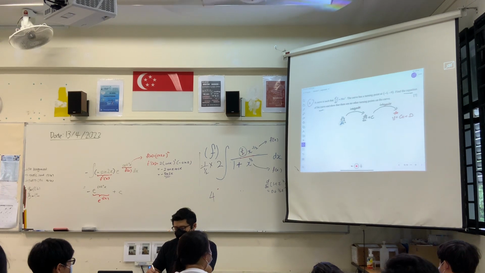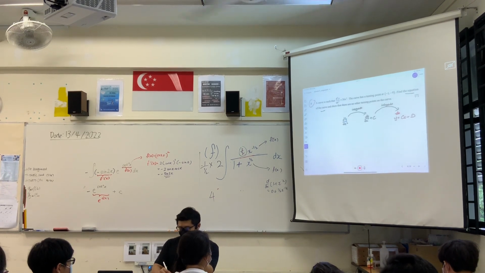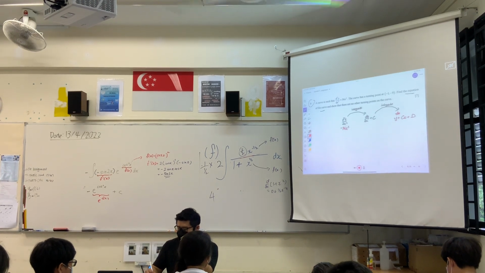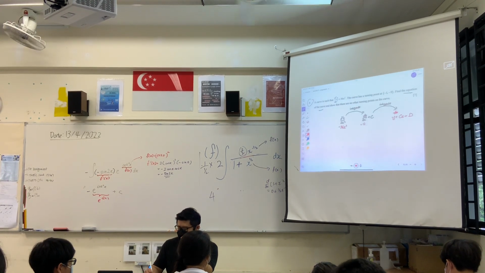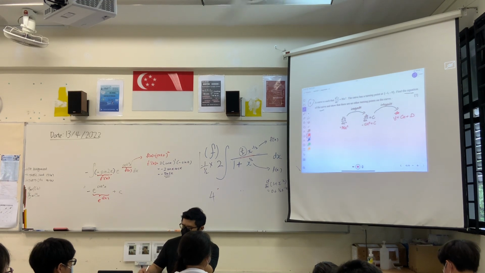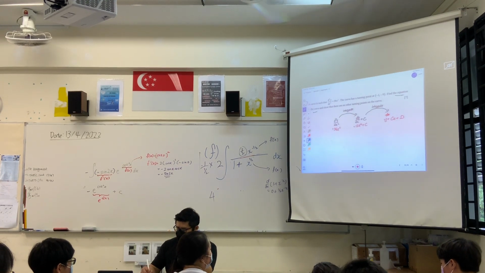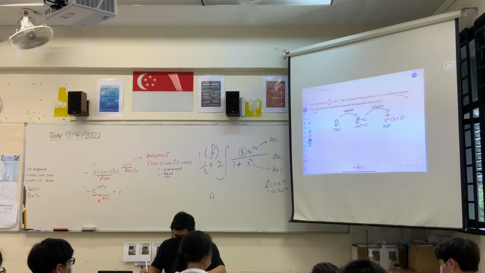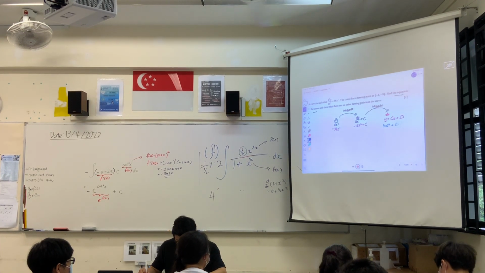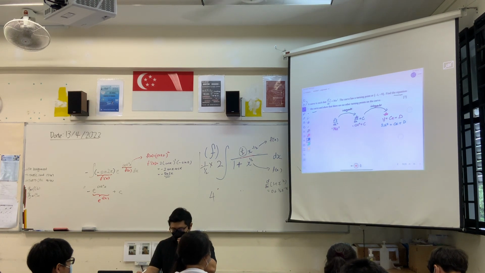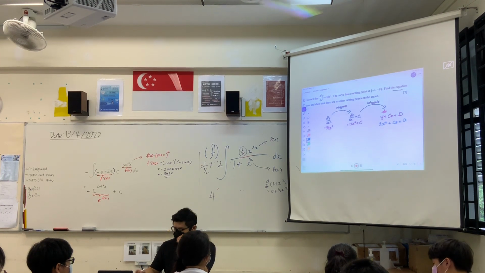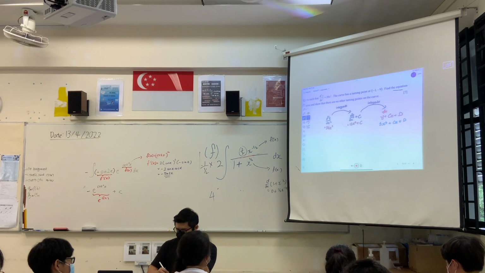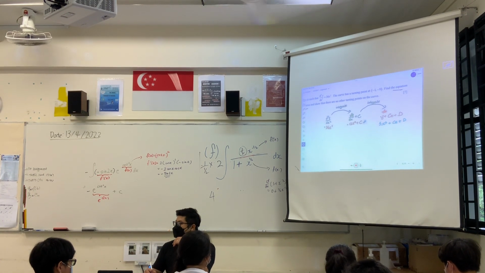So I integrate d2y over dx squared. This one is 36x squared. If I integrate one time, I will get 12x cubed plus c. Now integrate the next time, I will have 3x to the power 4 plus cx plus d. So this is dy dx.